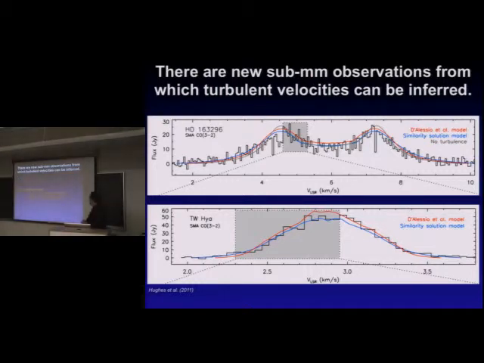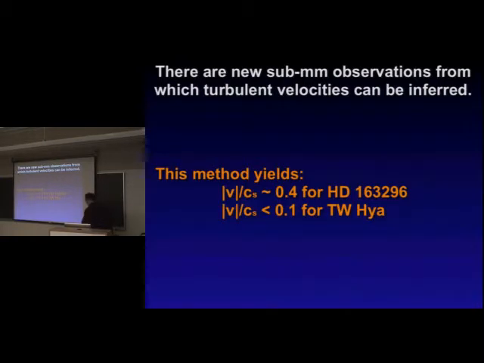The values that she got out were, and I like working with Meredith because she's an observer that can think in terms of theory, in which we do everything unitless. So she put this in nice dimensionless numbers and found that typical turbulent broadening in terms of the sound speed was about 0.4 for HD 163296, and she found an upper limit of 0.1 for TW Hydra. This was in the outer disks because the SMA doesn't have enough spatial resolution to go close in towards the star. So this is taken at about 100 AU or so away from the star.